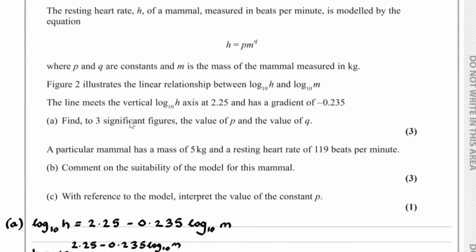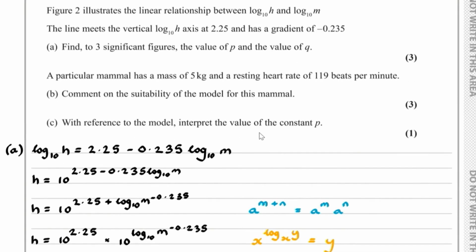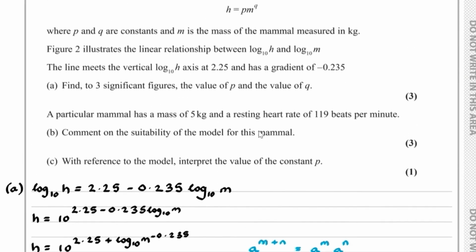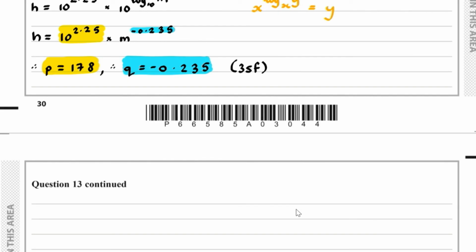So now with that, a particular mammal has a mass of 5 kilograms and resting heart rate of 119 beats per minute. We have to comment on the suitability of the model for this mammal. Well, this time we are given that the mass is 5 kilograms. So with our model, we can replace m with 5.